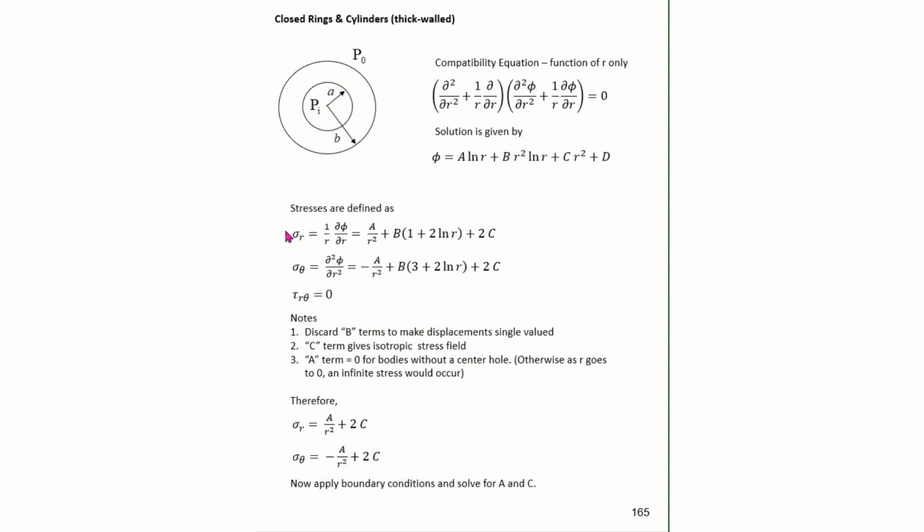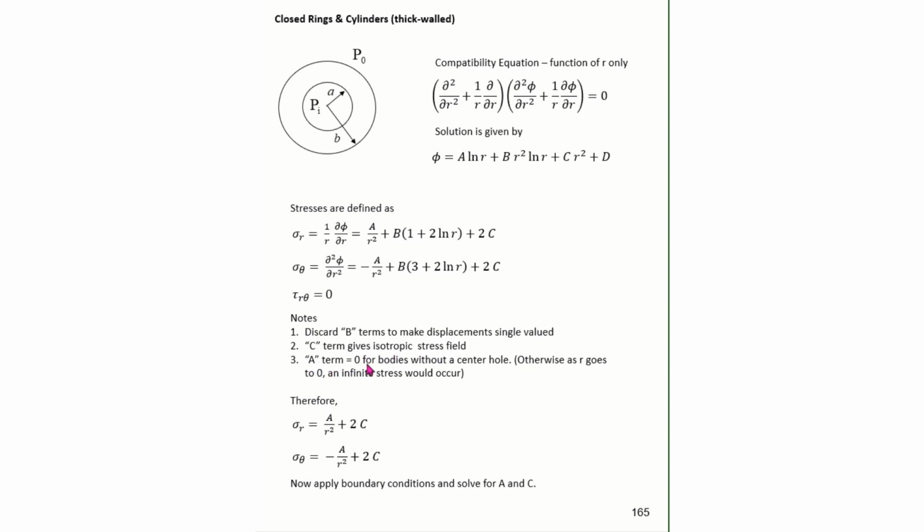Now, to carry on with the derivation of the expressions for sigma r and sigma theta, we discard the b terms to make the displacements single valued. What this means is we know that our displacements always need to have only one value. For a given loading condition, you can't have 2 different values for the displacement. So we discard the b terms. The c term gives an isotropic stress field, and we keep that term.